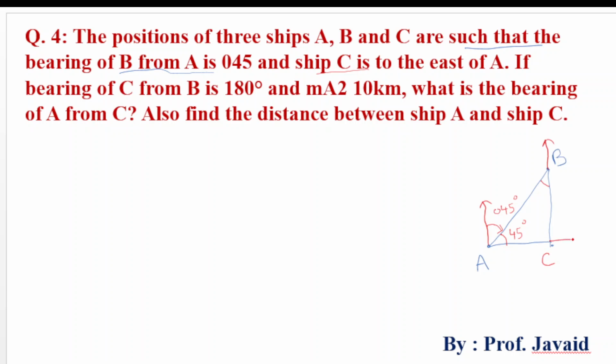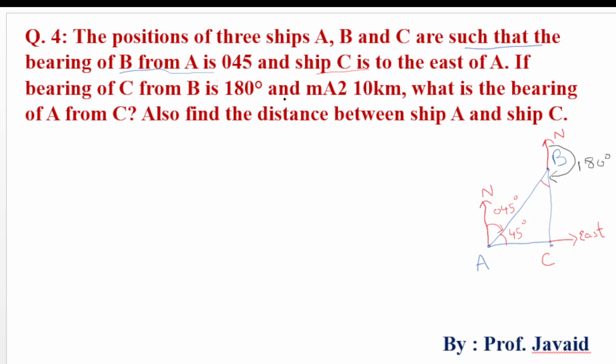Let me show the direction here. You know that east is always to the right side of the north, like this. Now let's move next. If the bearing of C from B is 180, C from B, what are you listening? It means we have to see B and then move to C like this. So this is 180, it's given. It's easy, 180.